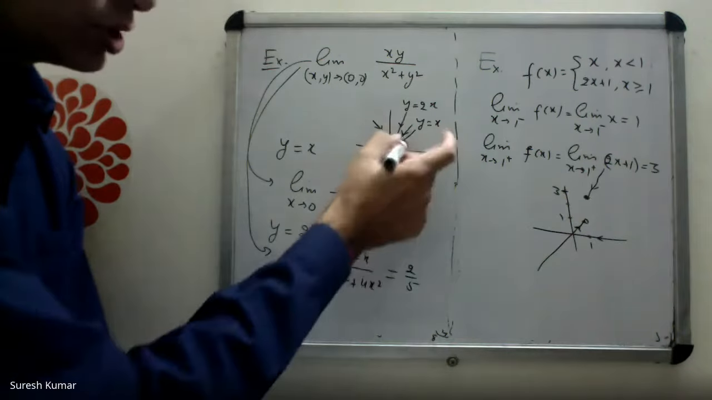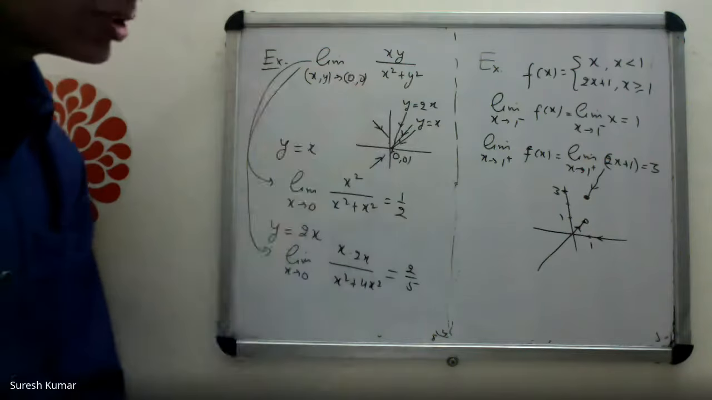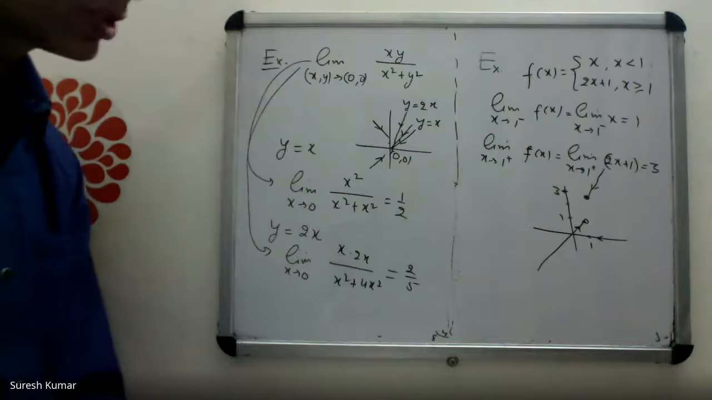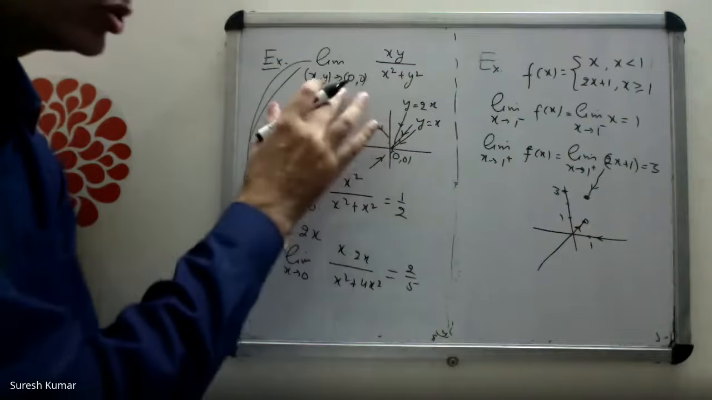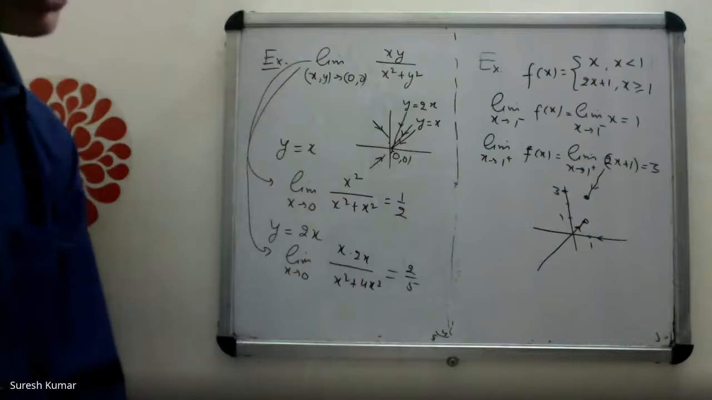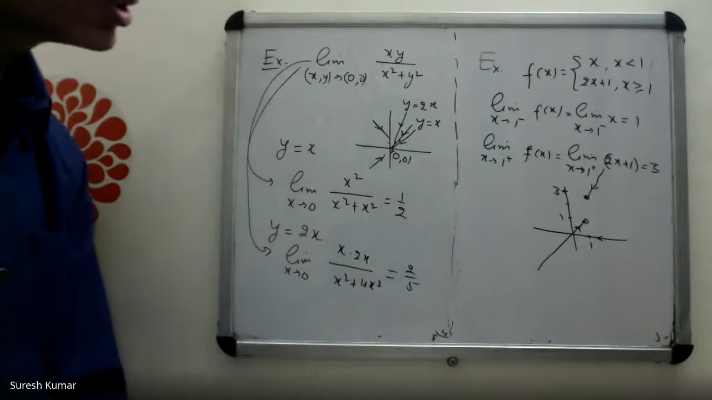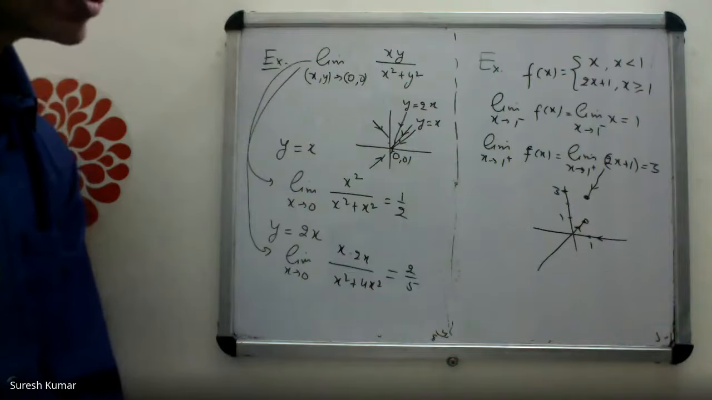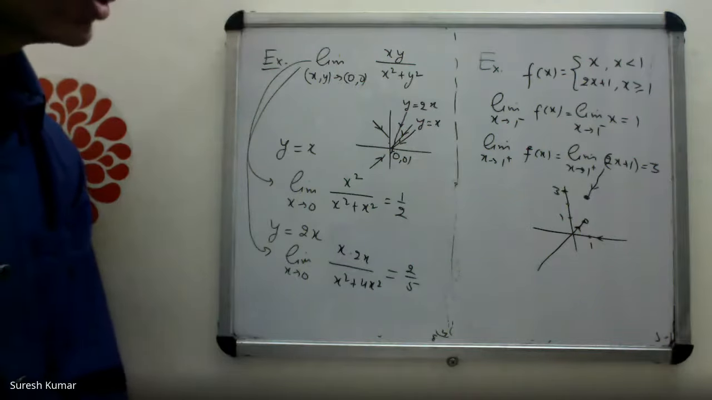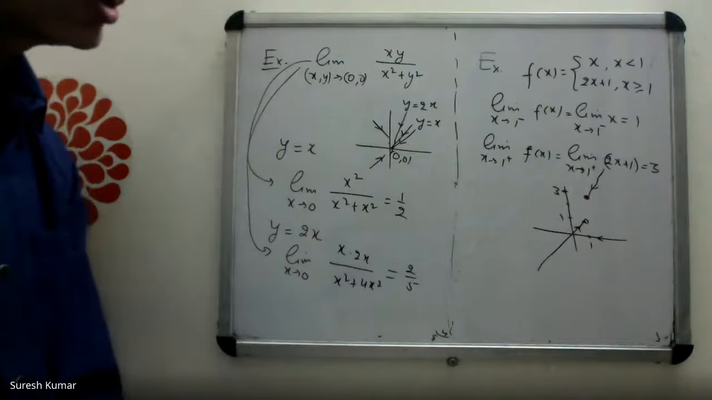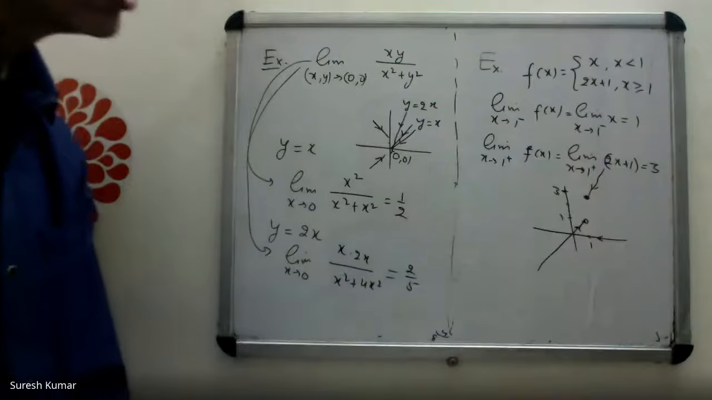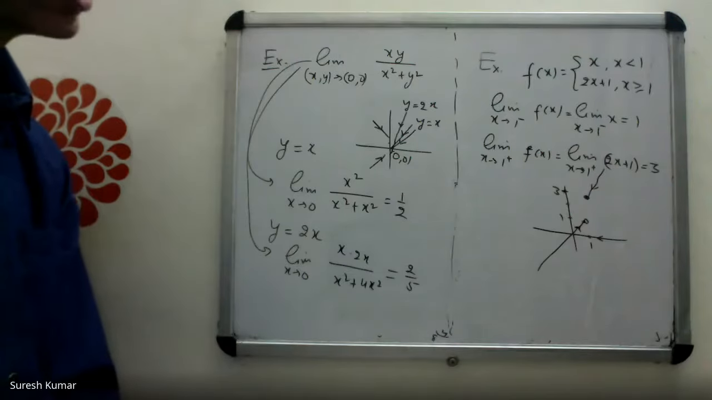You see, along the two different paths, you have different answers for the limit. What does it mean? This limit does not exist. If you are able to show the limit is path dependent, along different paths you have different answers, the limit does not exist. Okay, in this case there are only two paths, so you have found limit along the two paths and you are saying that limits are different, so limit does not exist.